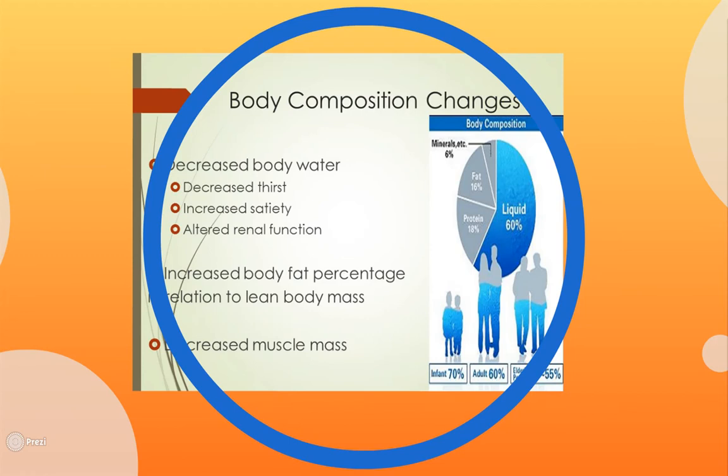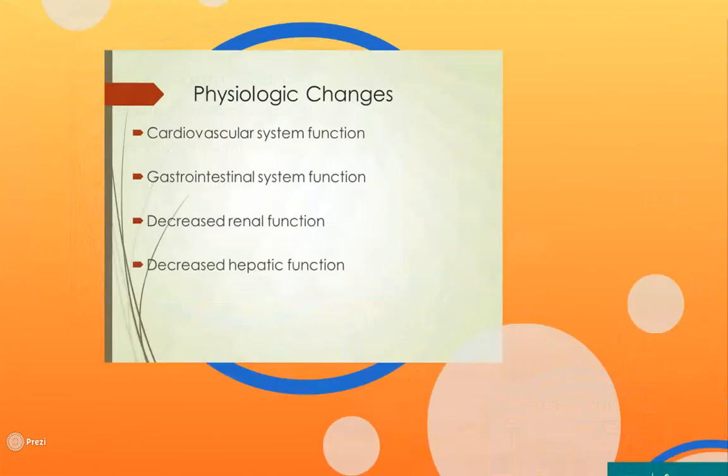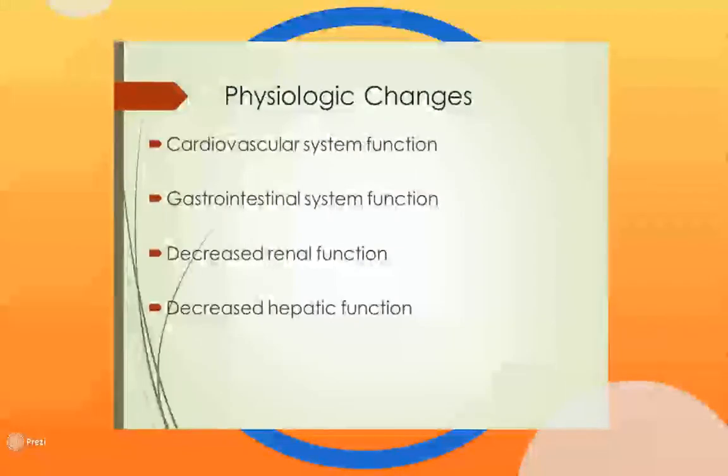Because of these changes, they have an increased body fat percentage in relation to their lean body mass, and decreased muscle masses. So everything they do from the time they put that pill in their mouth until they've excreted it completely through their system has changed. We'll go through each step here in just a bit. So, physiological changes: cardiac, GI, renal, and liver or hepatic.